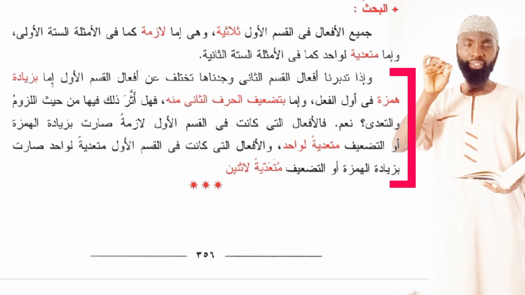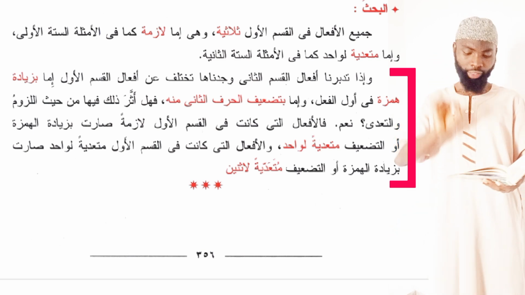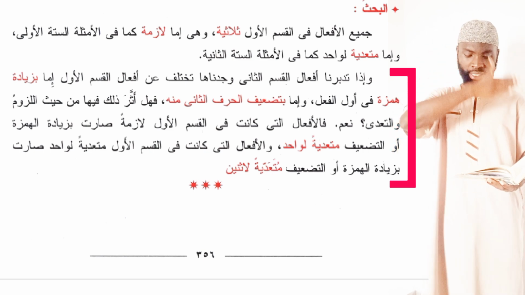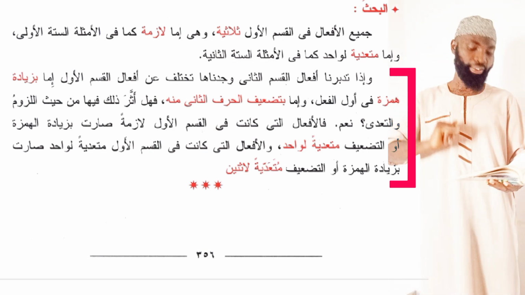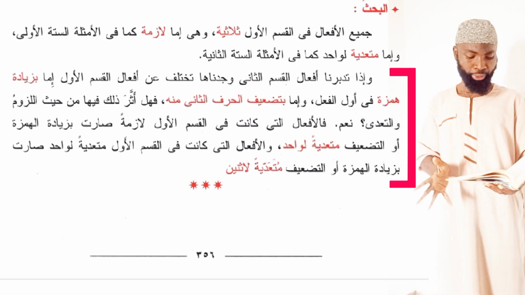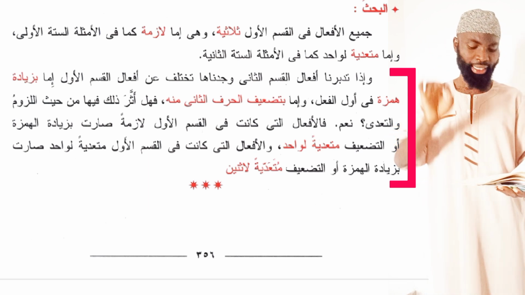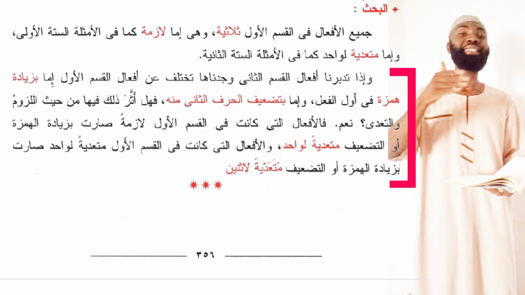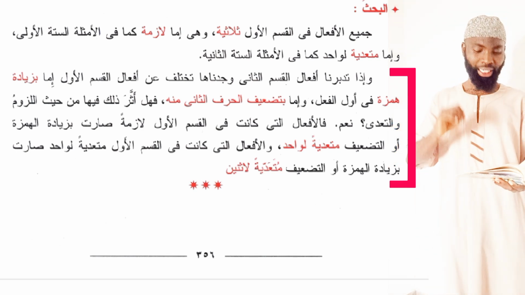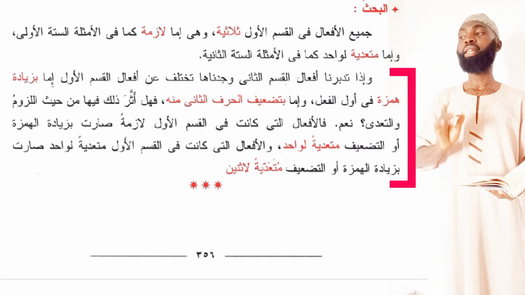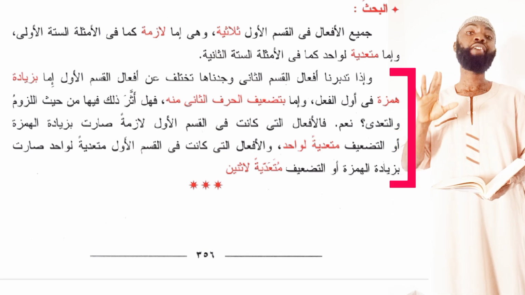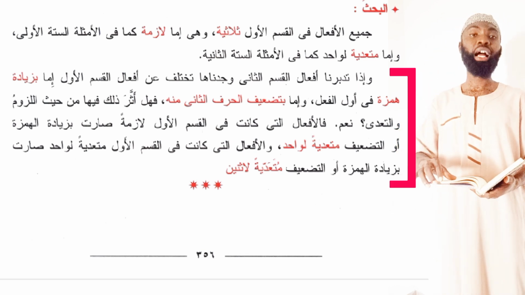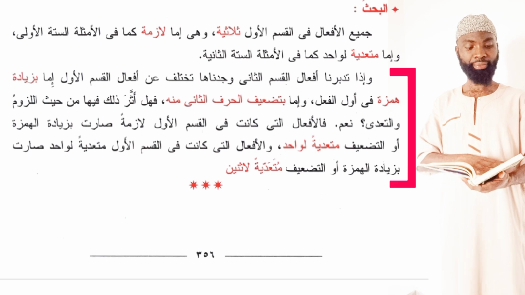والأفعال التي كانت في القسم الأول متعدية, and all of the verbs which were in the first section that were transitive already to just one object, صارت بزيادة الهمزة, by simply adding hamza to them, they become متعدية للاثنين. By simply adding hamza and doubling one of the letters, they have become transitive verbs affecting two objects.